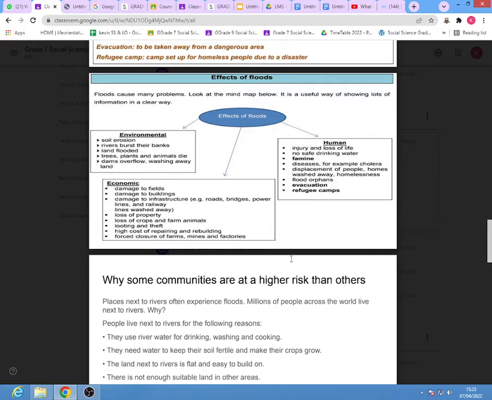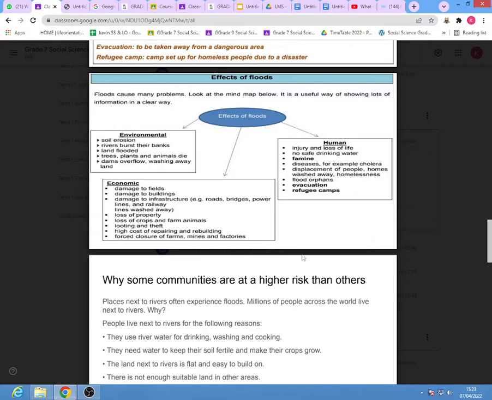There's looting and theft because why? People will be starving and hungry due to the loss of either their property or their businesses or even the little that they have. And there's high cost of repairing and building. There's forced closures of farms, mines, and factories.